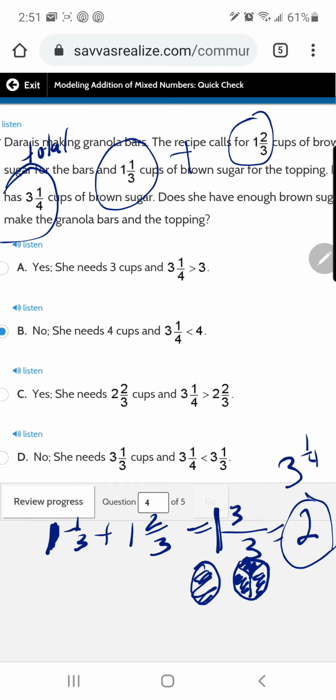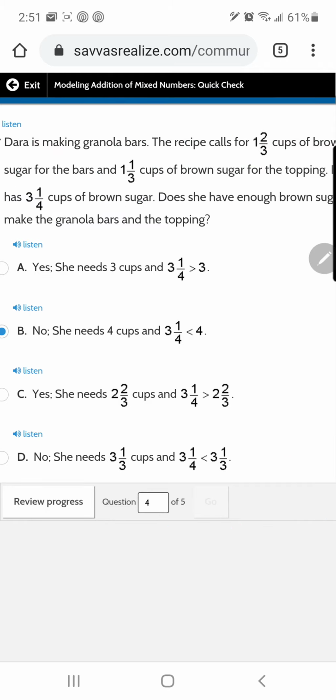So it's either A, B, C, or D. All right? And again, is 2 less than 3 and 1/4, or is 2 greater than 3 and 1/4? I'm going to let you figure that out on your own, okay? But I think the answer is kind of easy now, hopefully. And then let me go on to the next problem, number 5.